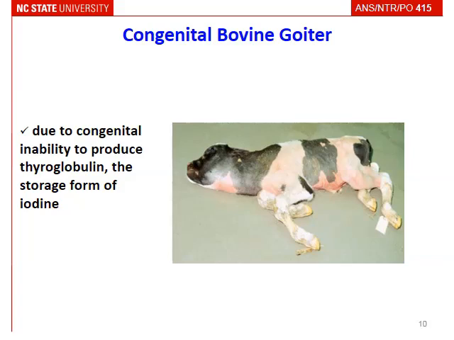Here we have another fetal calf that had congenital bovine goiter. This goiter developed in utero due to the mother's lack of iodine, mainly the iodine. Since she had inadequate iodine, the fetus had inadequate iodine, and you can see that it has the formation of a goiter already upon its birth.